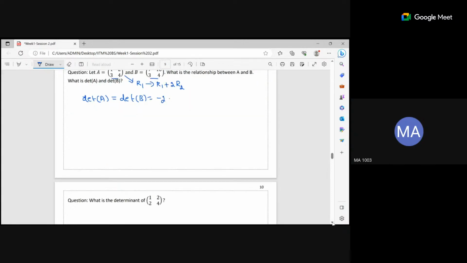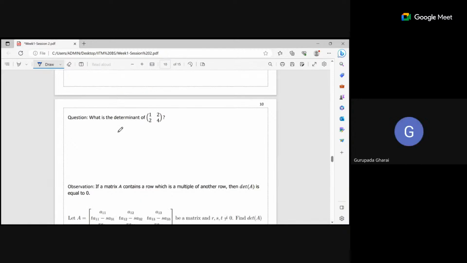Okay. Now look at this one. What is the determinant of this matrix? 0. The determinant is 0. So what is the relationship between these two rows? Can you say, or columns?